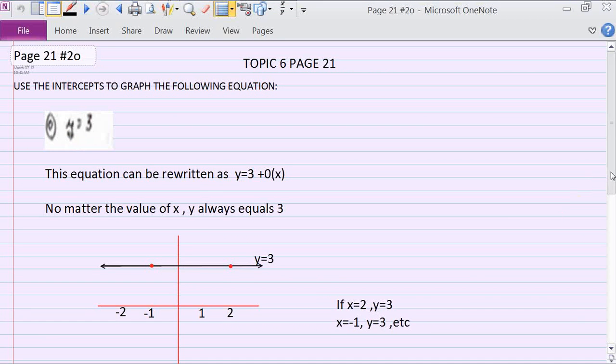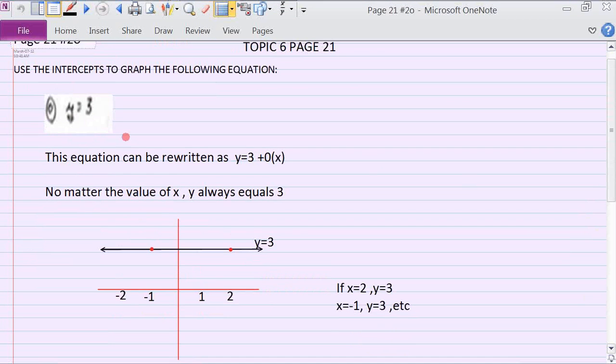Okay, now our final problem, y equals 3. Use intercepts to graph the following equation. Now, here is the equation of y equals 3. So if this is 1, 2, 3 on the y scale, y is 3. It's always 3. No matter what the value of x is, y is 3. So we could rewrite this equation as y equals 3 plus 0 times x, because no matter what the value of x is, y is 3.